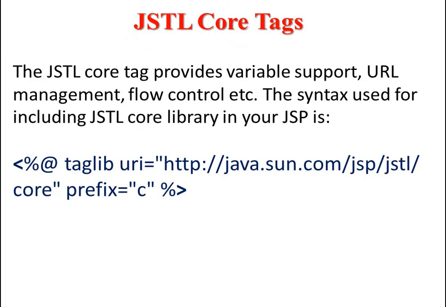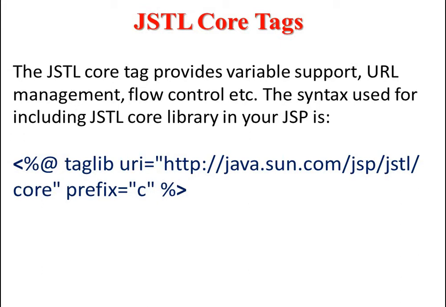Now coming to the different JSTL tags. There are 5 different tags which are used in JSTL. First one is JSTL core tags. Second, JSTL function tags. Third, JSTL formatting tags. Fourth, JSTL XML tags. And fifth is JSTL SQL tags, which are used for database connectivity. All the tags have their own meanings.